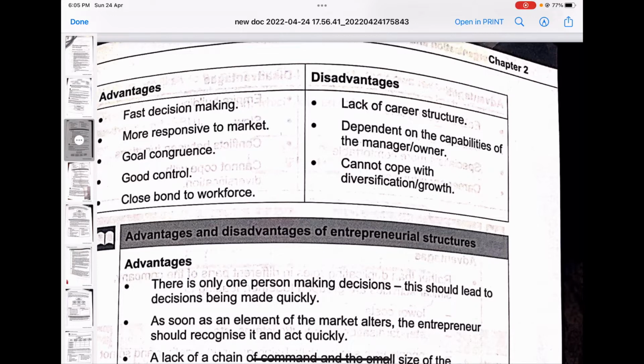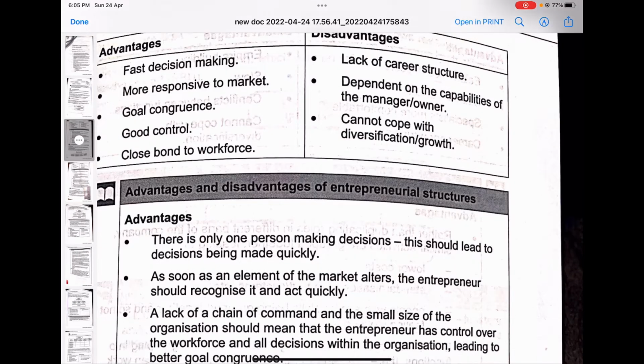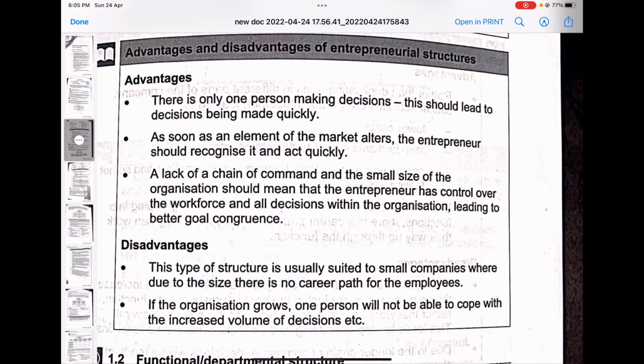We just saw the advantages and disadvantages. Revise it in your minds. And then we have the advantages and disadvantages of the entrepreneurial structure, which we have just seen.